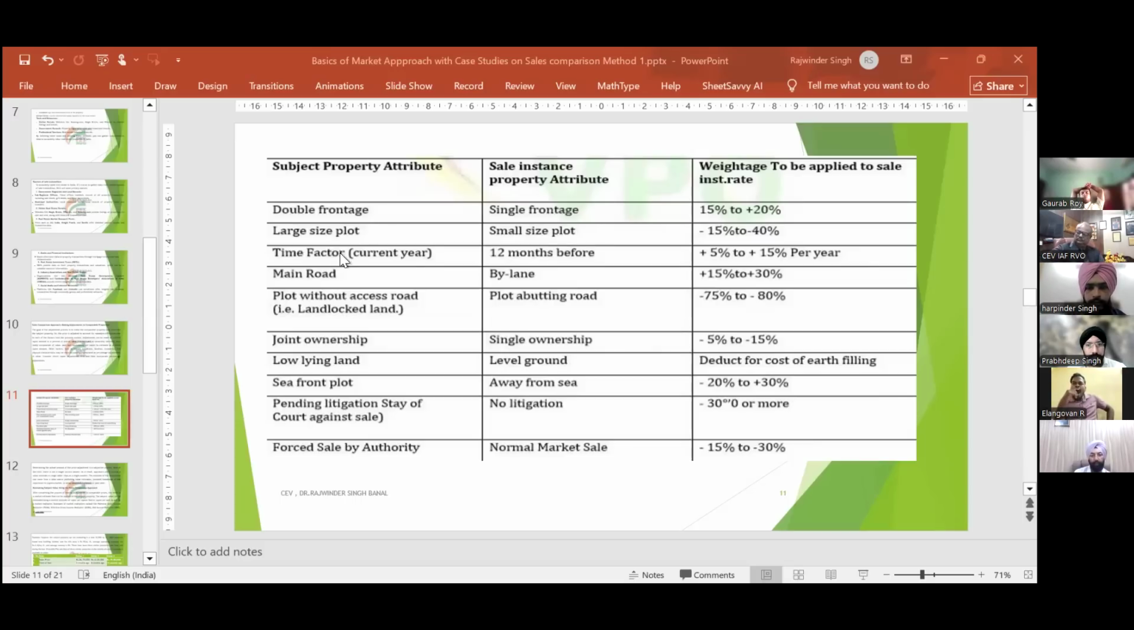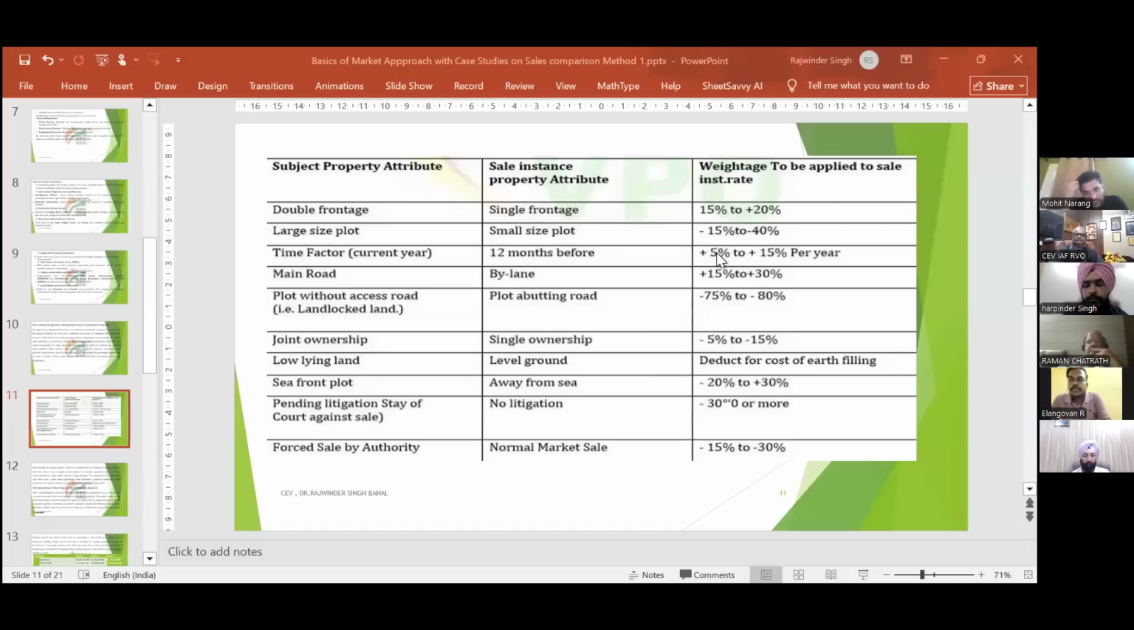Clear? Similarly, see here, our plot is of larger size, and the sale instance property was of small size plot. Remember, smaller size plots always have higher per unit price. Larger size plots always have lower price. So will we apply positive or negative weightage? Negative. We will apply negative weightage of minus 15 to minus 40% depending upon the situation.